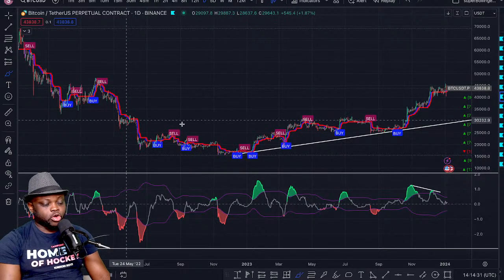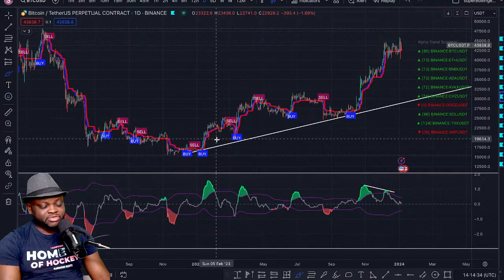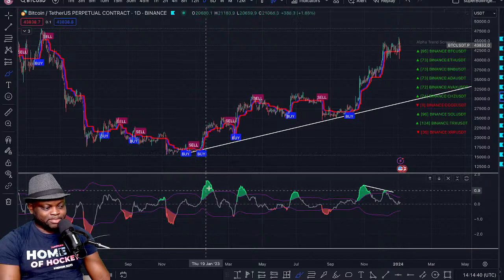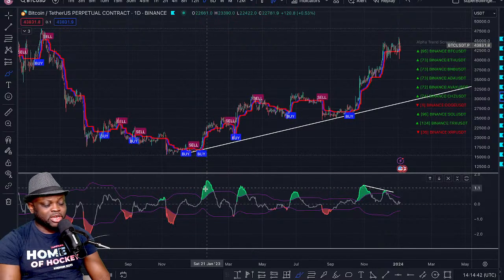Now, when you see an uptrend like this, from this buy here, you see that the Trendilo indicator was printing this, it was above this, showing the overbought area, and it was putting this green here.